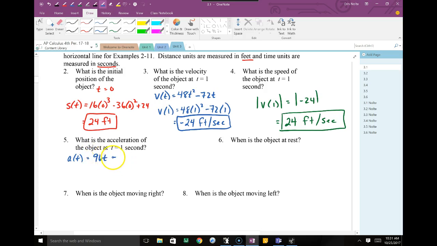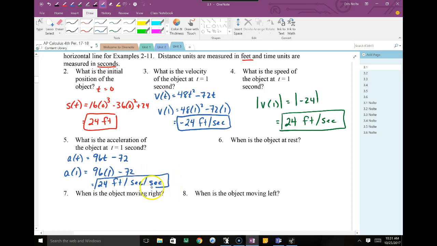96t, and then minus 72t would be 72, good. So now at time 1, I'm just going to plug in 1, so 96 minus 72, 24. So we have 24, and then how would I label this? Feet per second per second.